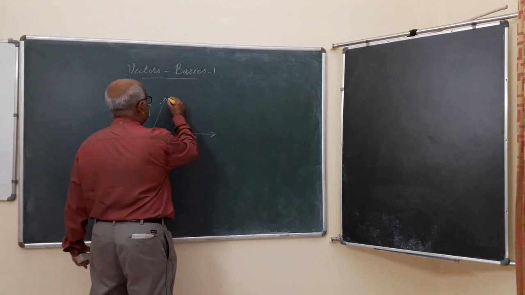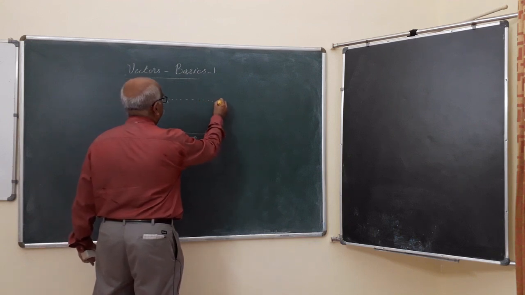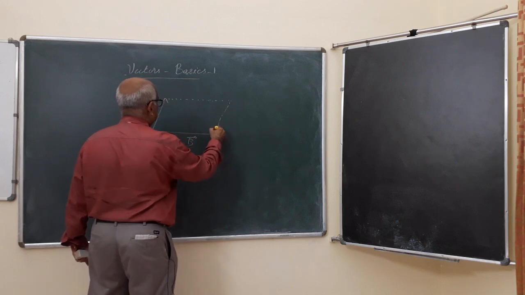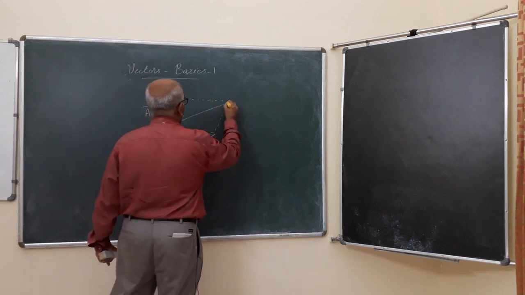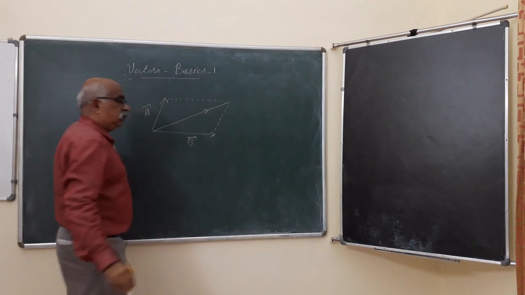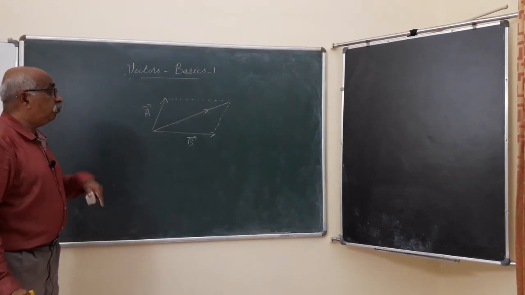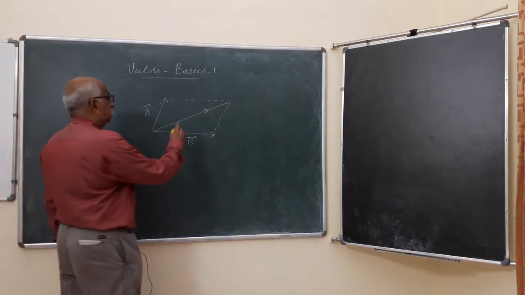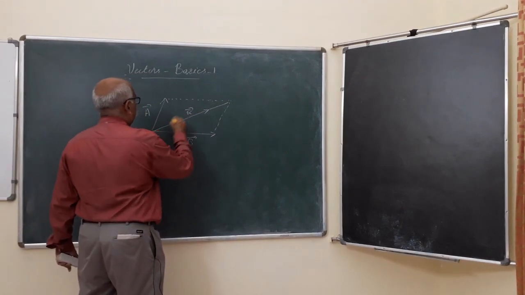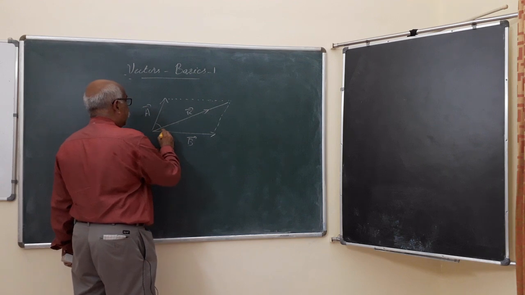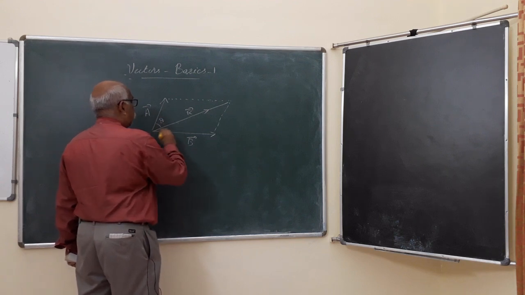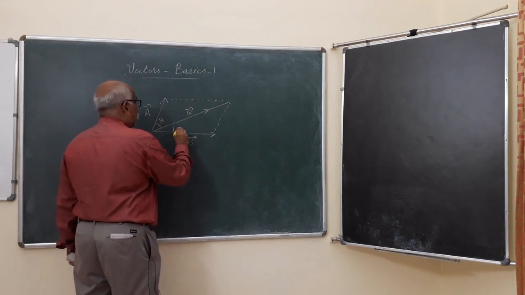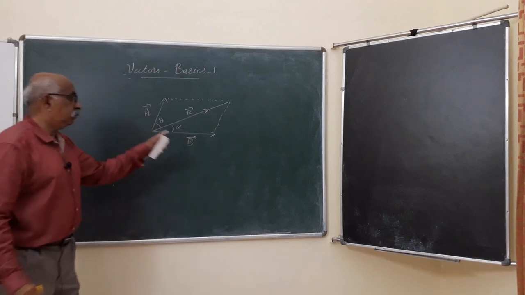What about its resultant? The resultant can be found by drawing a parallelogram like this. And the diagonal of the parallelogram will represent the magnitude and direction, the resultant of these vectors. Let the angle between the two vectors A and B be theta. Let the resultant make an angle alpha with vector B.